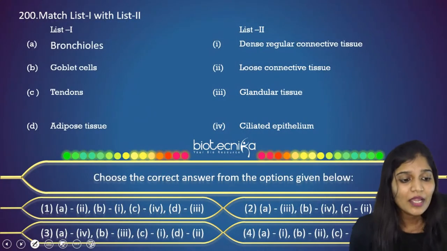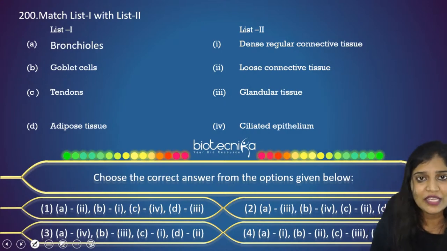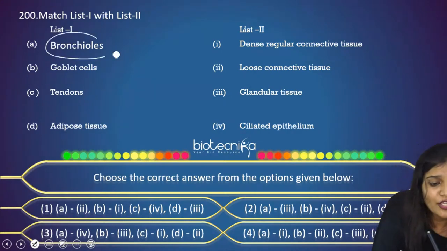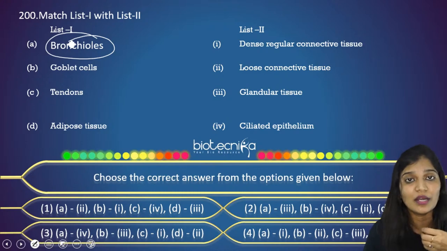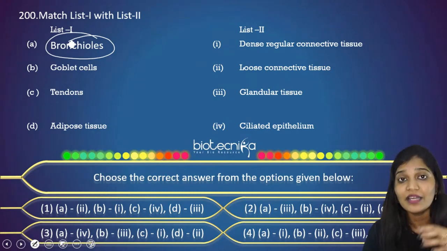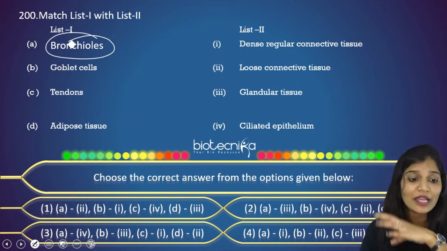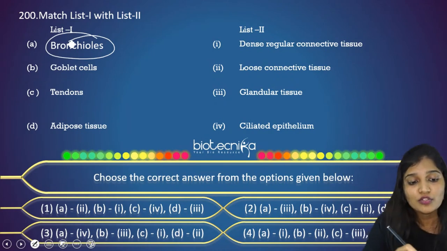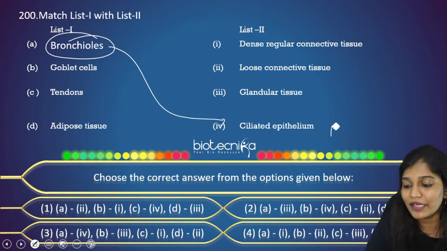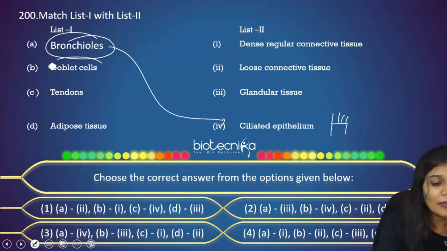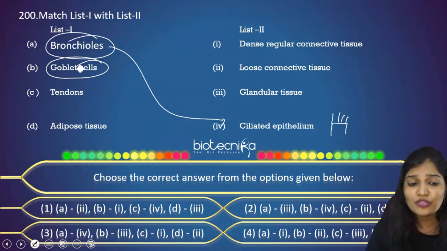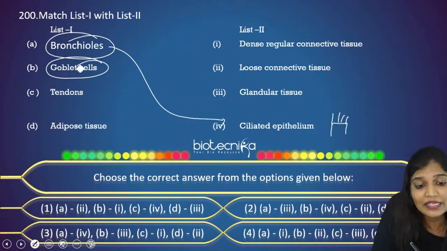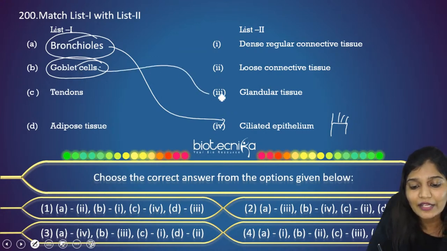The last question, match list one with list two. Very easy question. It's bronchioles. Bronchioles and the fallopian tube are always going to have cilia, because in our bronchioles dust comes in and has to be eliminated with the help of cilia. In the fallopian tube also, the zygote, or we can say the egg, has to move. So they have ciliated epithelium like this. And we know goblet cells can be cuboidal or columnar in nature, but they are glands. Goblet cells mainly secrete mucus, we know. So they are glandular tissue.